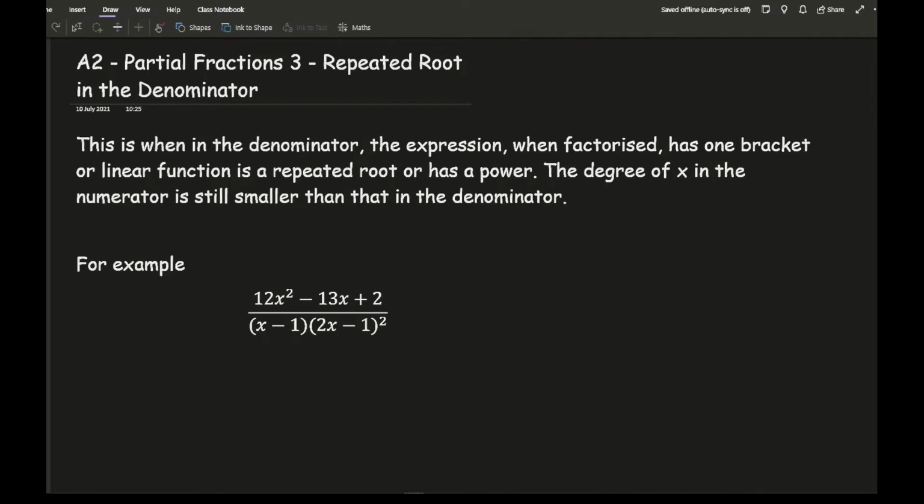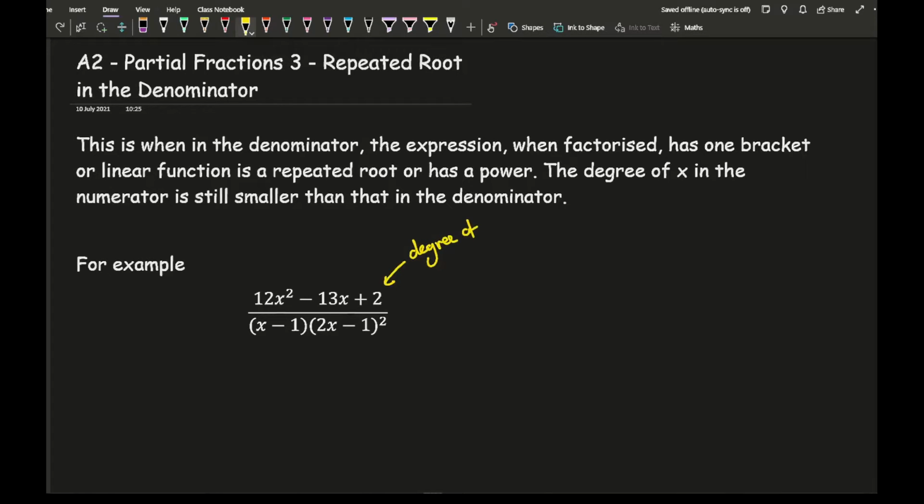So here's an example of what we're going to be dealing with. Here we've got our degree of x in the numerator equal to 2 and the degree of x of the denominator is 3. So this is what we would class as a proper algebraic fraction. Now the key thing to note is that one of the brackets is a repeated root or has a power, which is here. So this is what we class as a repeated root or has a power.